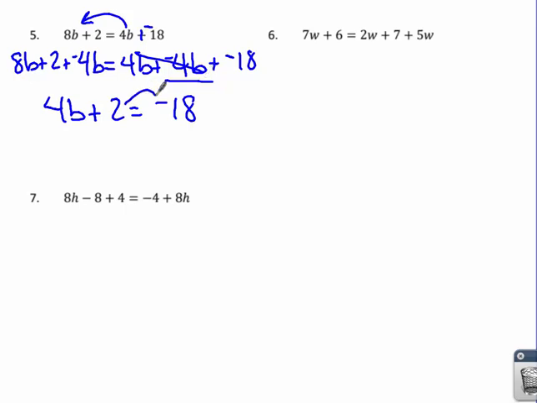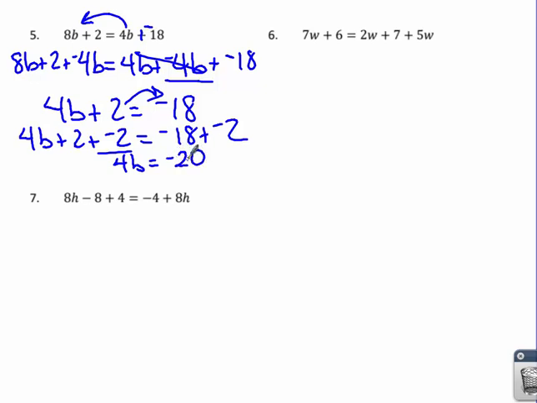Now I need to move the 2 over to be with the negative 18. So we do that by doing 4b plus 2 plus negative 2. So here's the new thing, equals negative 18 plus negative 2. So that gives us 4b is equal to negative 20. So when we divide through by 4, we end up with b equaling negative 5 for our answer.